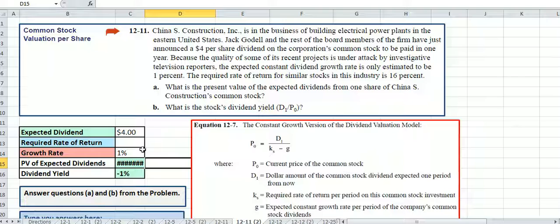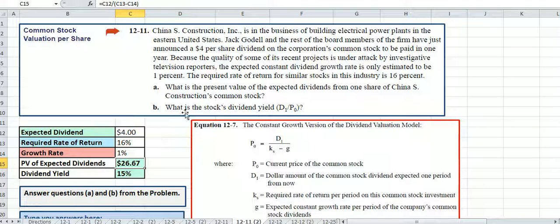Then we have a required rate of return in the market of 16%, so in the industry. We'll put that right there, and we're going to use the 16%. We're going to use the constant growth version of the dividend valuation model here, and I put that formula in, you can see in cell C15. So we have what we're calling the present value of one share of the stock, based on the expected dividend and the required rate of return.